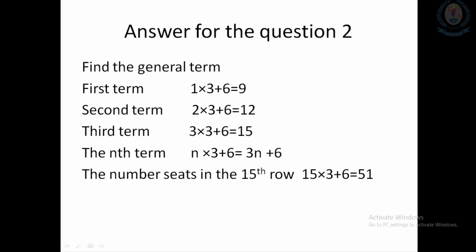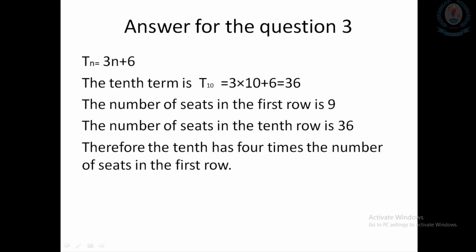Second term, take 2. 2 multiplied by 3 is 6. We want to make 12, so 6 plus 6 is 12. To find the third term, take 3. 3 multiplied by the common difference 3 is 9. We want to make 15, so you have to add 6. So the nth term is n multiplied by 3 plus 6, which is 3n plus 6. To find the number of seats in the 15th row, n is 15. So 3 into 15 plus 6 equals 51.